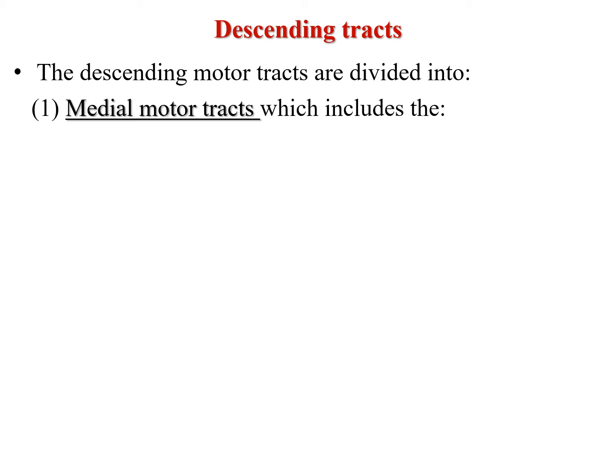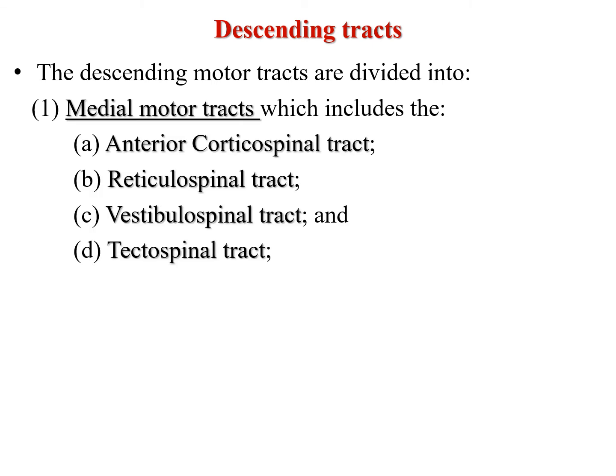Now the descending motor tracts, as I have already mentioned, are divided into medial and lateral motor tracts. What are these medial motor tracts? They are the anterior corticospinal tract, the reticulospinal tract, the vestibulospinal tract, and tectospinal tract. What is common in this name? The term spinal means wherever may be the origin of these tracts, they end at the level of the spinal cord. At different levels there are endings, but within the spinal cord only.